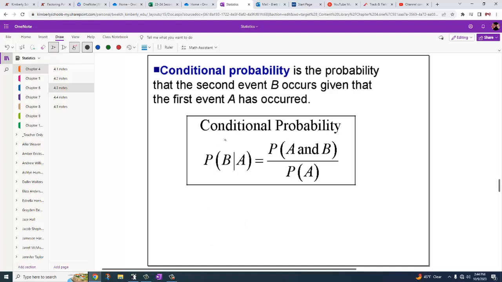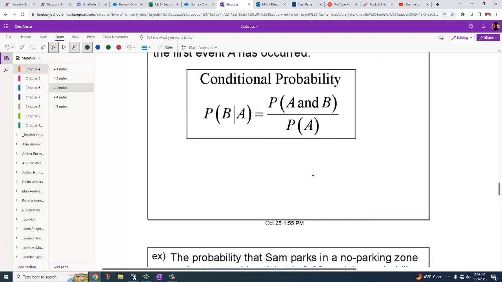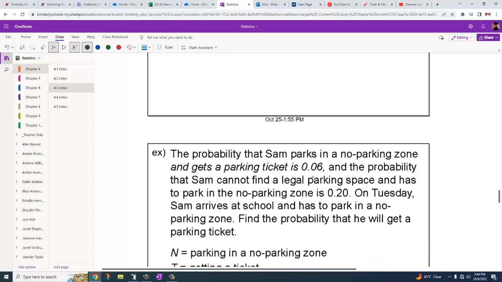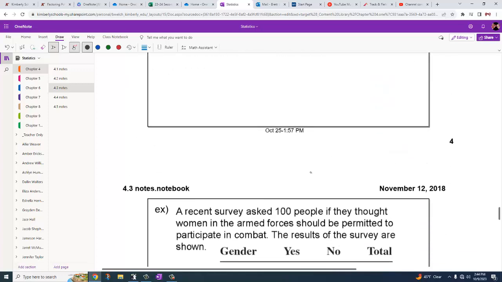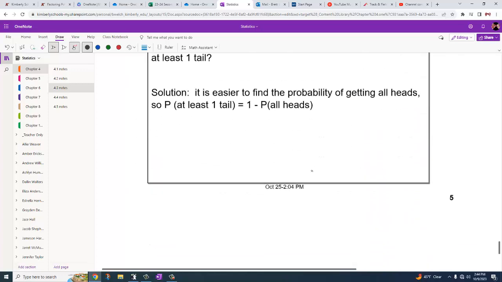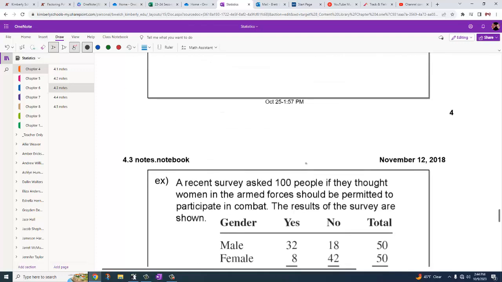If you need to figure out the probability of B given that A has occurred, you can do the probability that both occur divided by the probability that A would occur. Okay, so this formula is going to allow us to make some calculations. I'm going to try to go back and forth with this. We'll do a couple examples.